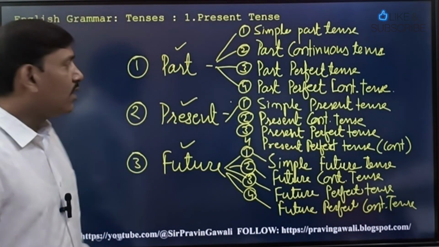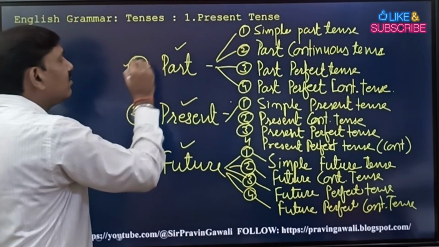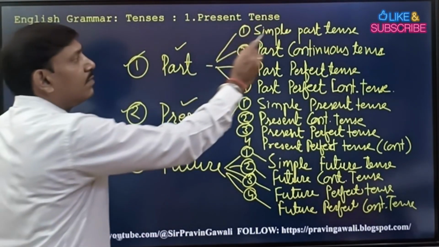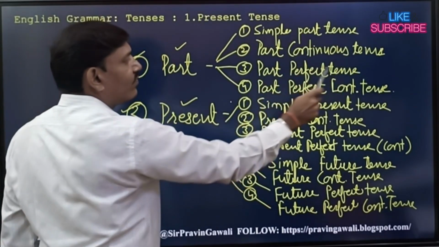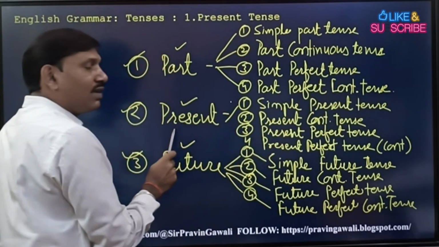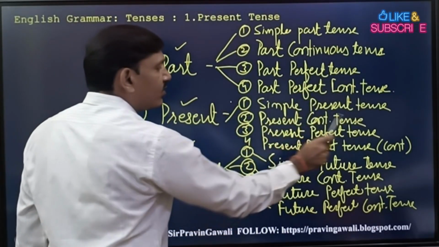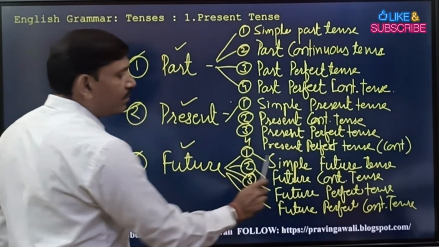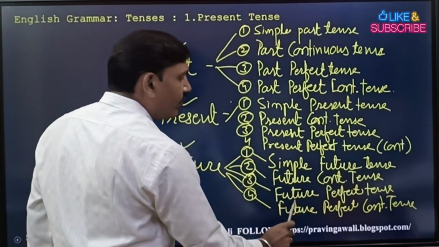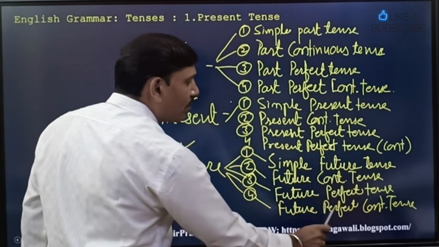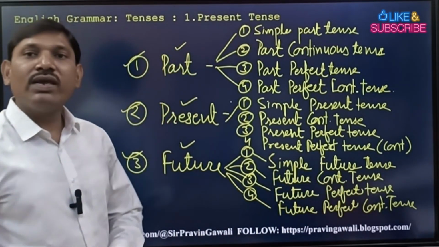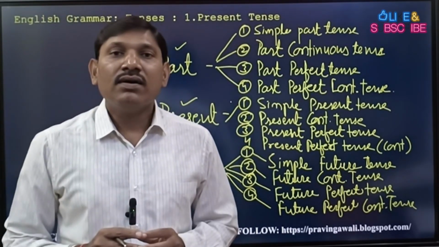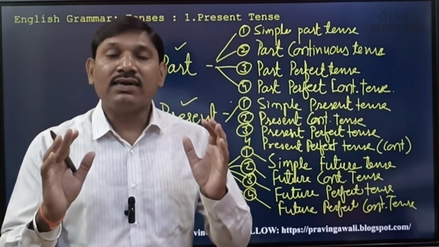Okay students, so the basic three tenses are past, present, future. Each tense has four subtenses: simple past tense, past continuous tense, past perfect tense, past perfect continuous tense; simple present tense, present continuous tense, present perfect tense, present perfect continuous tense; and simple future tense, future continuous tense, future perfect tense, and future perfect continuous tense. Okay, in this way we have 12 tenses. Okay students, so here we are going to learn one tense at a time so that we can understand the tense very clearly.